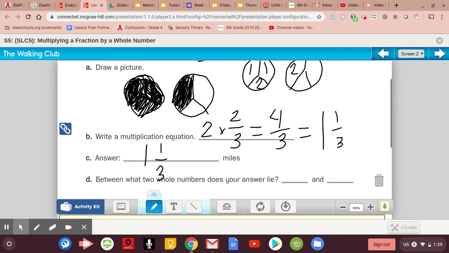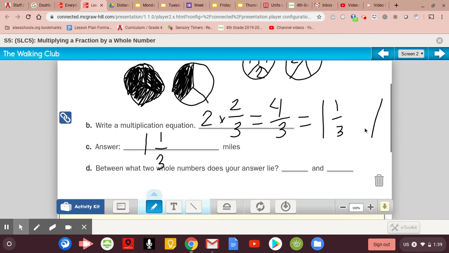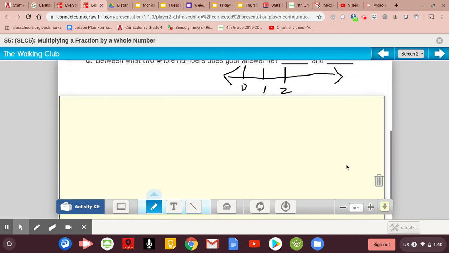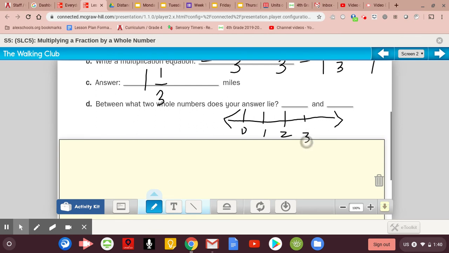So what two whole numbers, if you were looking at a number line, and I know we did this in class, if I were to draw a number line, and I started here, 0, 1, I know this is hard to see, 2, 3, 4. If I were to have a number line, what two numbers would this answer go between? Would it go here? Would it go here? Would it go between 1 and 2?